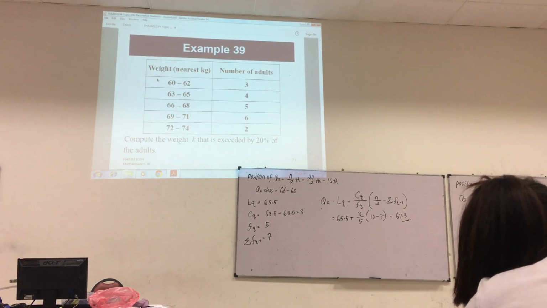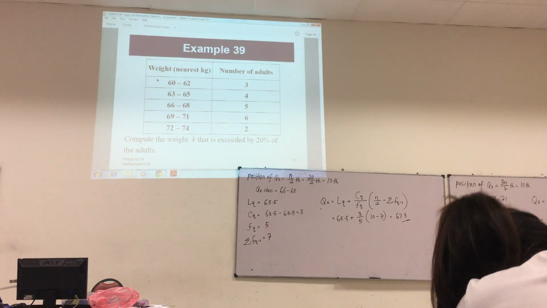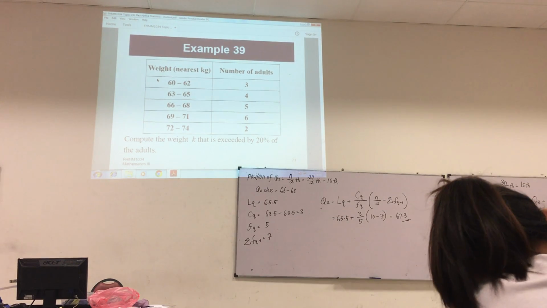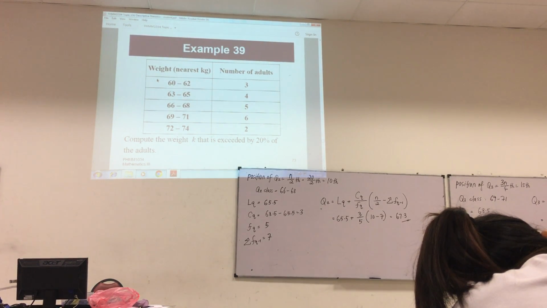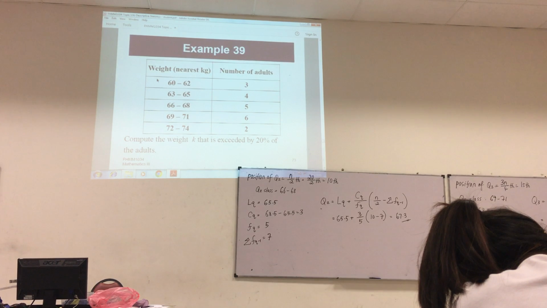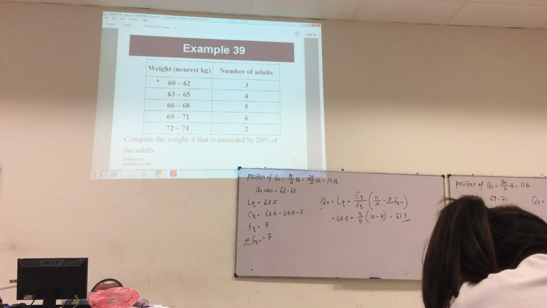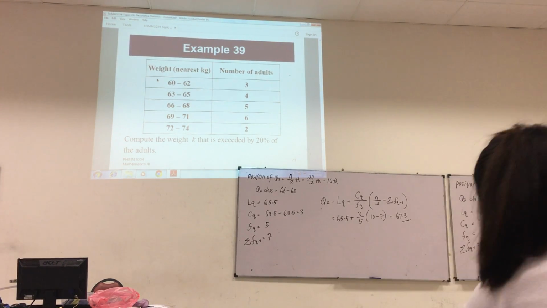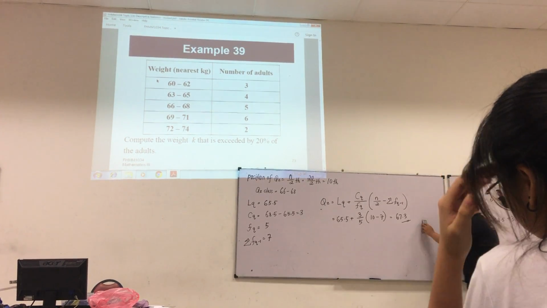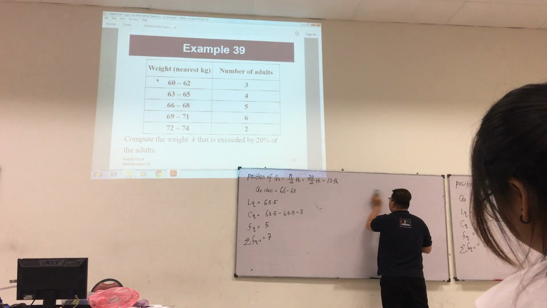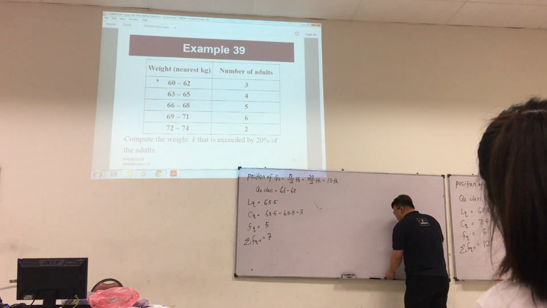Alright? Now we go to example 39. Compute the weight K that is exceeded by 20% of the adults. So you need to understand what the question actually asks you. Normally, I will come up with a simple number line first for your reference. This is what they meant.